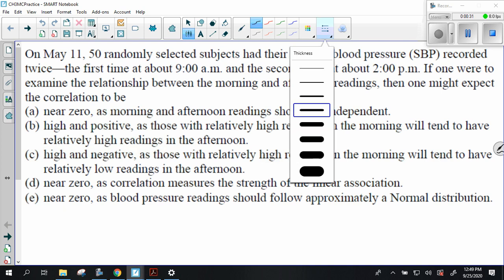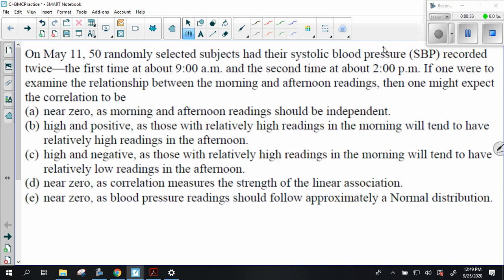Let's go ahead and take a moment to read over the problem. All right, so we'd like to know, what do you think the relationship between a morning blood pressure and an afternoon blood pressure would be? Let's go through the answers and select the best one. Would the correlation be near zero? Do you think that afternoon readings would be independent? No way, right? Their blood pressure is not going to fluctuate so much in just a few hours. Not without medication.